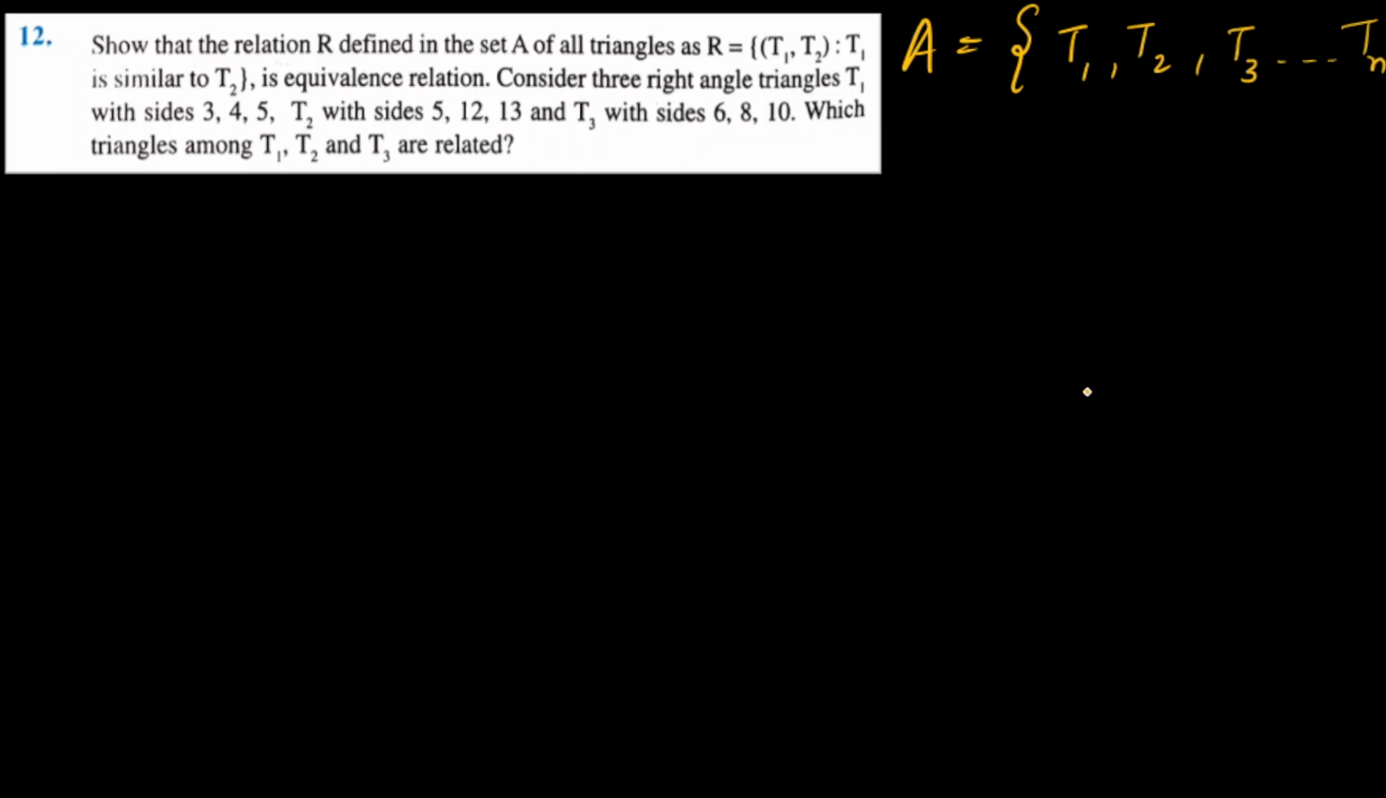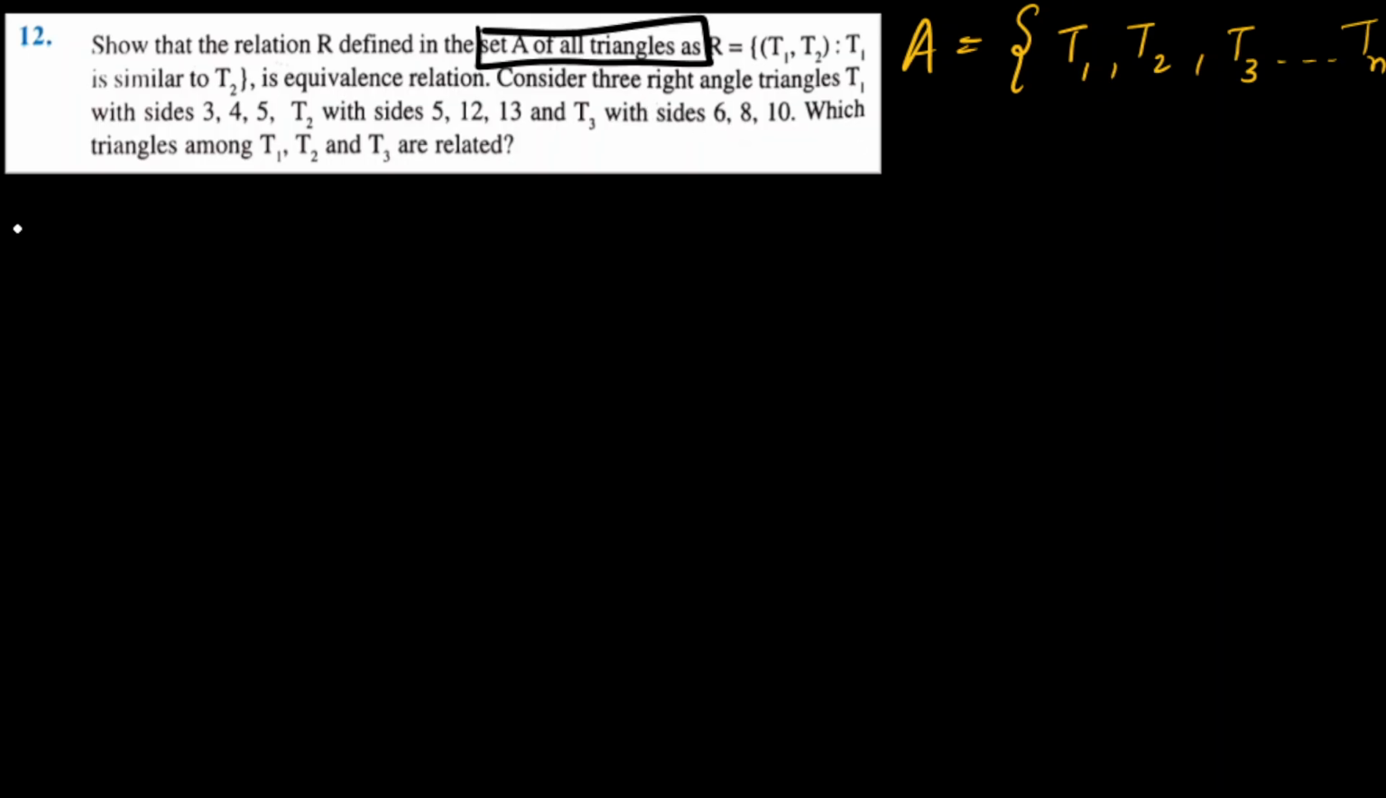So all triangles means these triangles are right angle triangles, equilateral triangles, isosceles triangles, scalene triangles. So many triangles are there in this one. It's not mentioned what particular type of triangle here. They have mentioned set A is a set of all triangles, right? So that means this type of set is there.